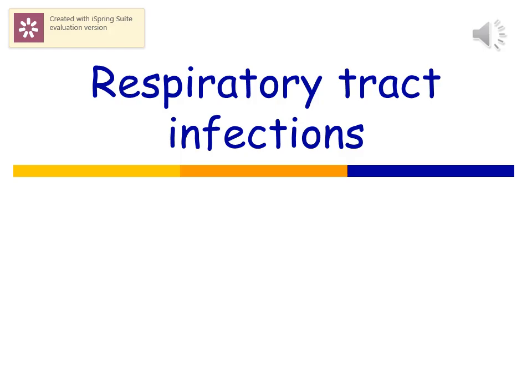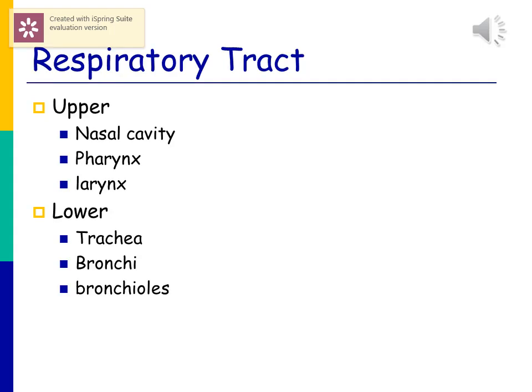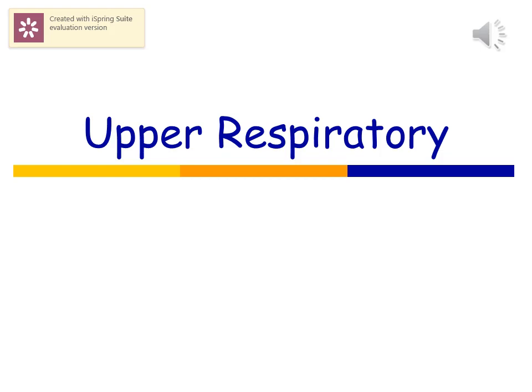So here we're going to discuss the respiratory tract infections. The respiratory tract has an upper respiratory tract and lower respiratory tract. In the upper, you have your nasal cavity, pharynx, and larynx, and the lower, trachea, bronchi, and bronchioles. In this lecture, we're only going to focus on the upper respiratory tract.